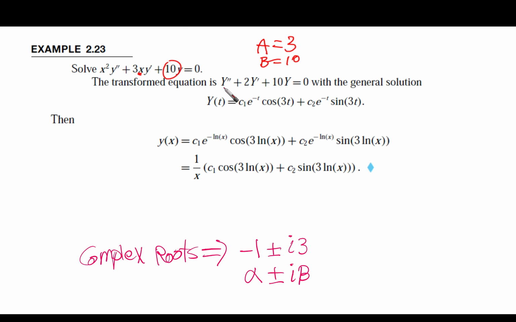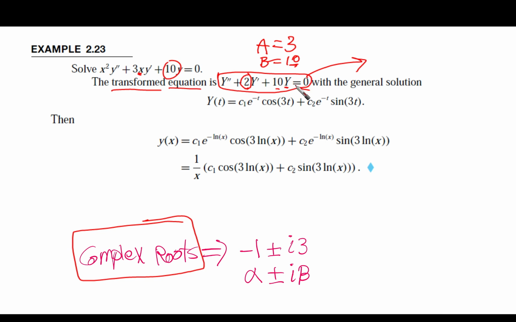From here we can write our transformed equation. So the transformed equation is going to be Y double prime plus, here it is a minus 1, which is 3 minus 1, which is 2, Y prime plus 10, which is b, times Y equals 0. Take care, we're talking about Y uppercase, which means that it is a function of t, the transformed variable. With the general solution, this is the constant coefficient case, and it seems that you are going to find complex roots for this equation.